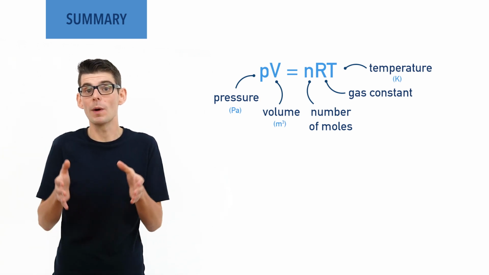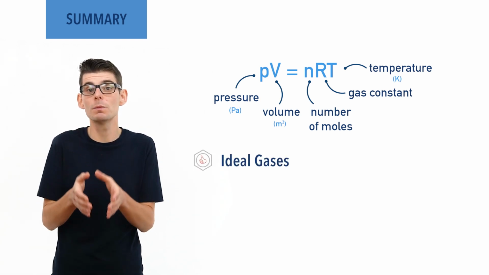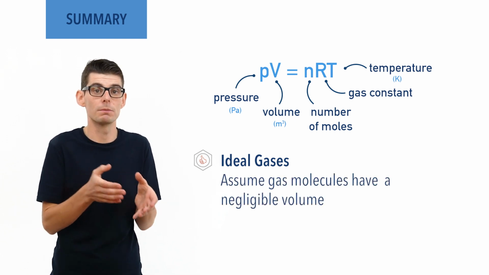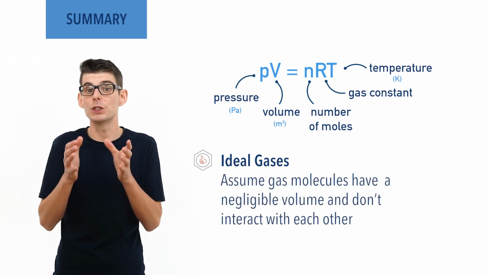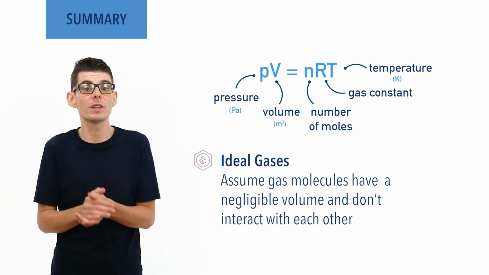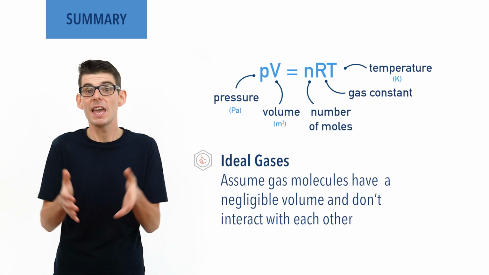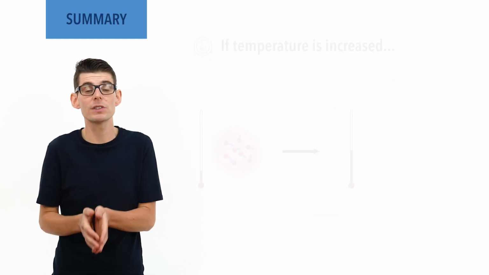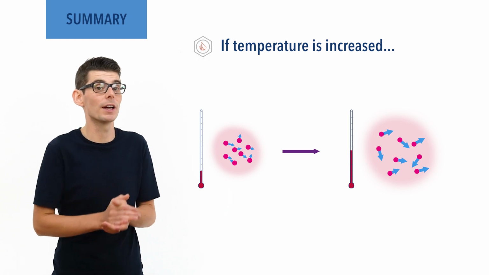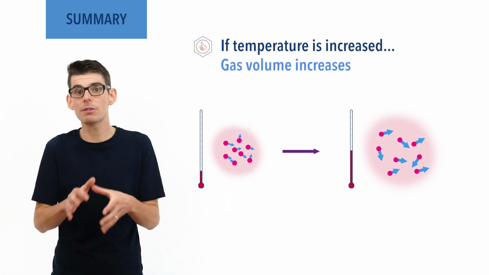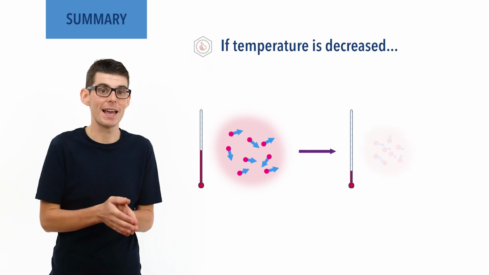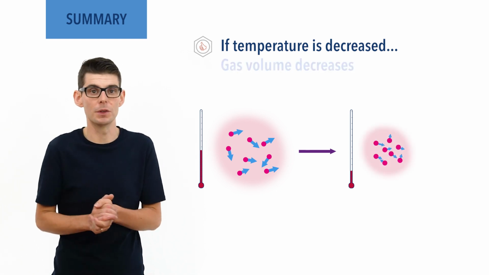Ideal gases are a way of modelling gases that assume their molecules have a negligible volume and there is no interaction between them. This means we don't have to worry about the specific type of gas when using the ideal gas equation. If the temperature of a gas is increased, molecules move faster and spread out more, occupying a larger volume. Decrease the temperature of a gas and molecules move slower and spread out less, occupying a smaller volume.